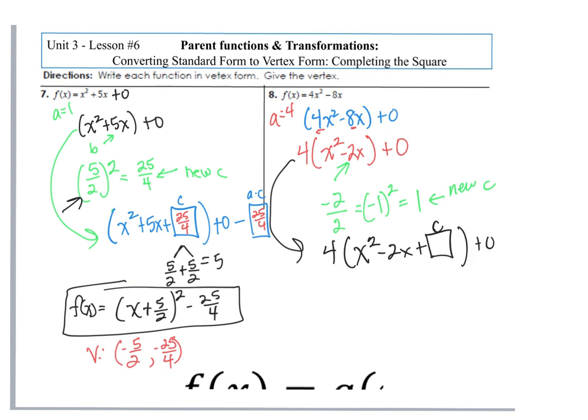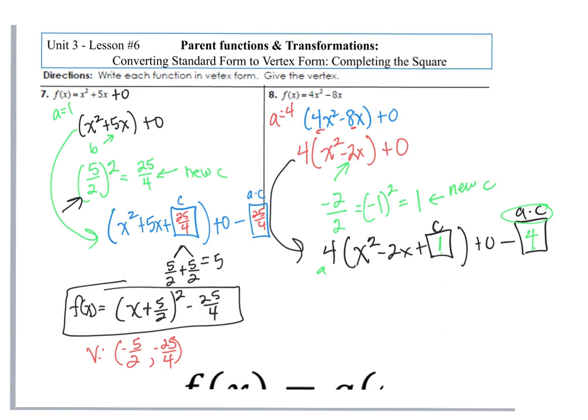And then I had my plus 0, and I'm going to say minus this box, which represents a times c. Okay, what goes in for c? Well, the new c was 1. So it goes here, but 1 times, we have a times c that goes here. So a was 4. 1 times 4 is 4, is going in the outer box.